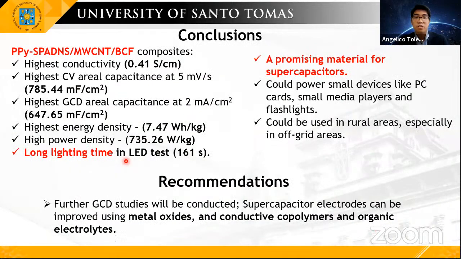So for the conclusion, or to sum this up, polypyrrole SPANS multi-wall CNT in BCF composites had the highest conductivity, highest CV areal capacitance, highest GCD areal capacitance, high energy density, high power density, and also a longer lighting time. Because of these characteristics, it could be a promising material for supercapacitors. It could power small devices, and it could be used in rural areas, especially in off-grid areas.